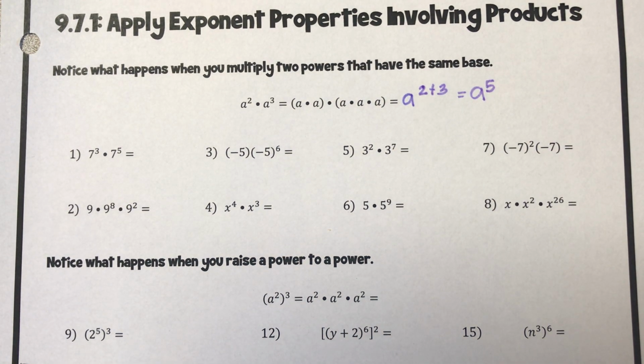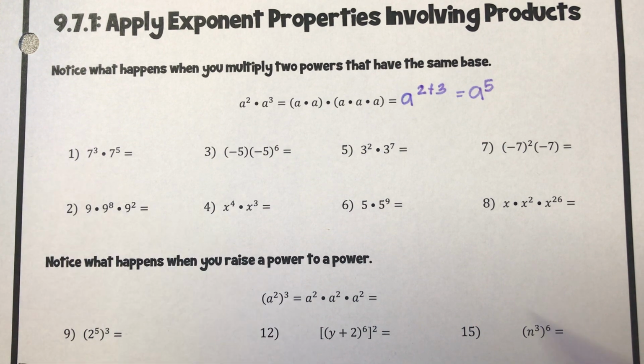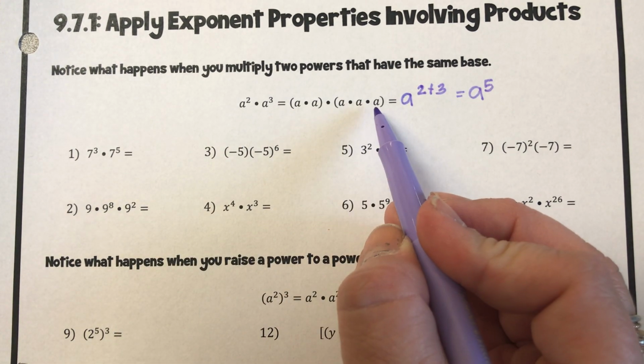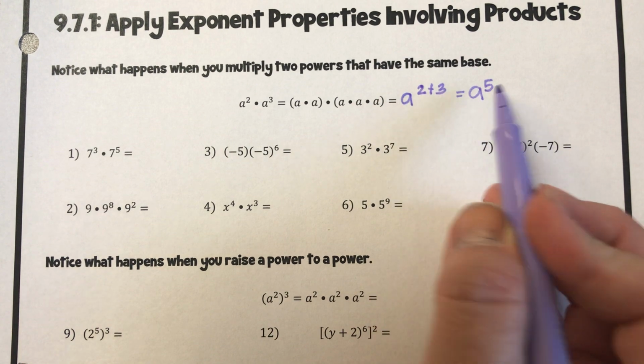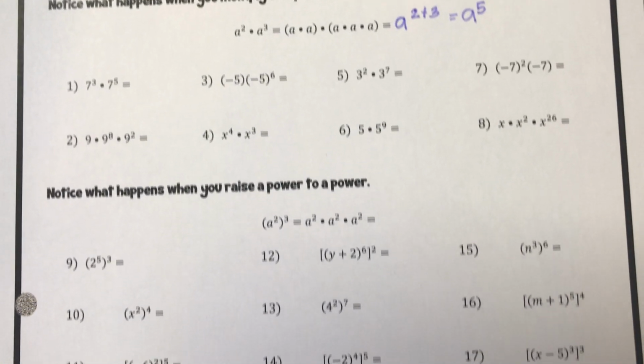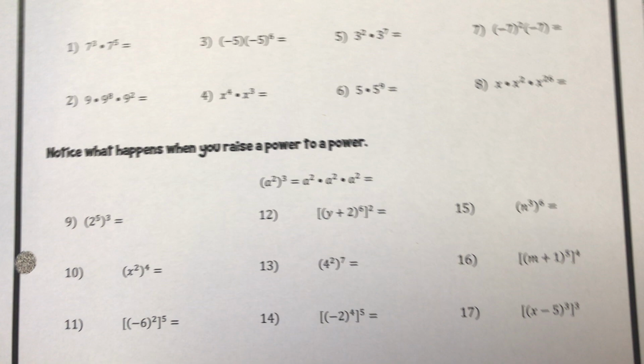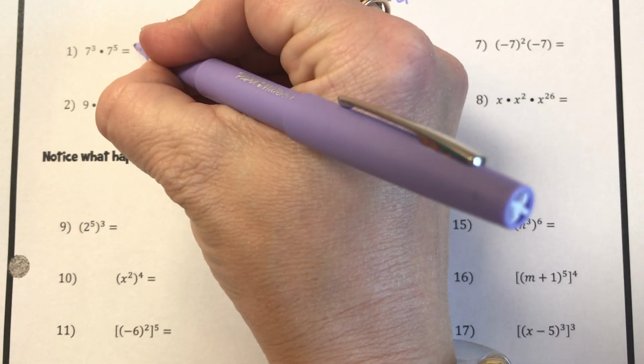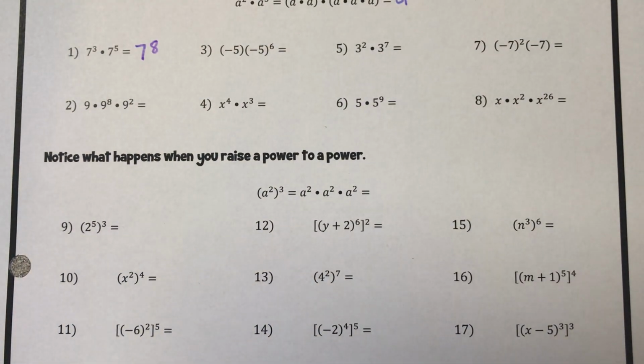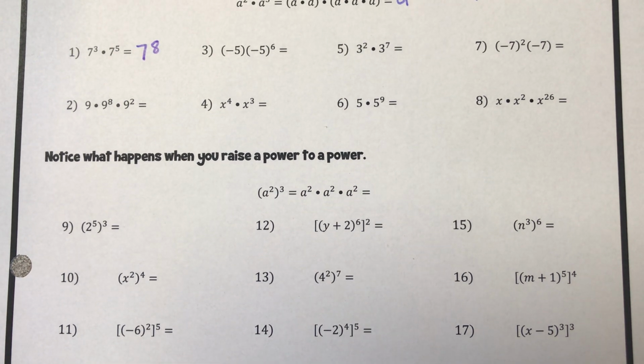That kind of looks like a 9. I probably should have used an x, but that's okay. Okay, so a to the second times a to the third is a to the 2 plus 3, which is 5. So down here on example 1, 7 to the third times 7 to the fifth would be 7 to the 8th. Because it's 7 times 7 times 7 times 7 times 7 times 7 times 7 times 7.